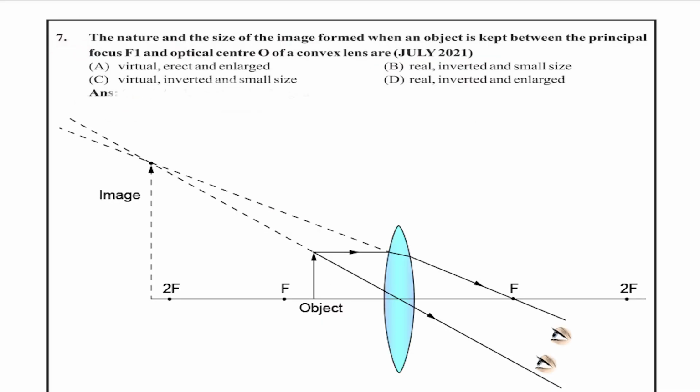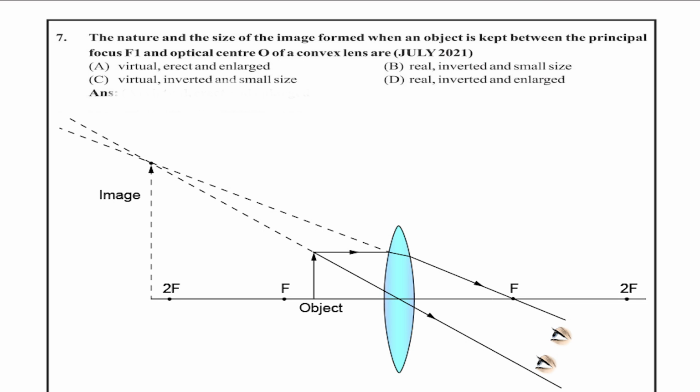Coming to the next question. Seventh question. The nature and the size of the image formed when an object is kept between the principal focus f1 and the optical center O of a convex lens are. We very well know that in convex lens we have 6 cases of ray diagram in which all the 6 cases are equally important. One definite MCQ is expected based on the ray diagram.